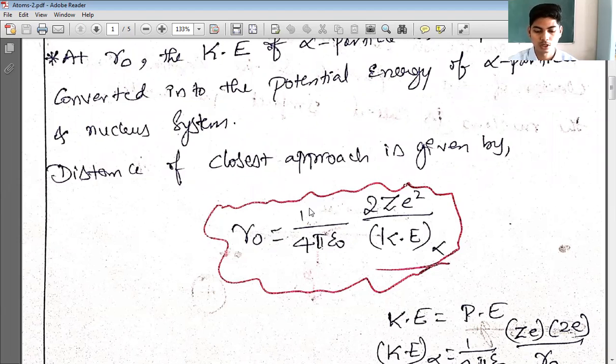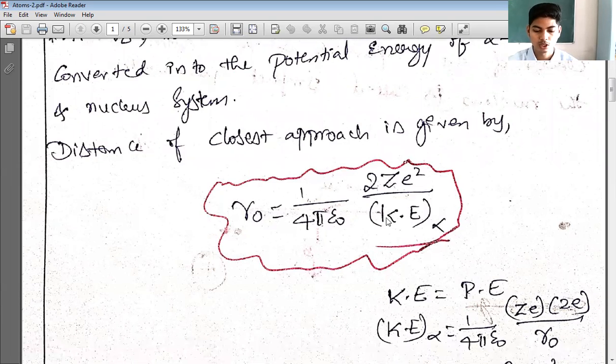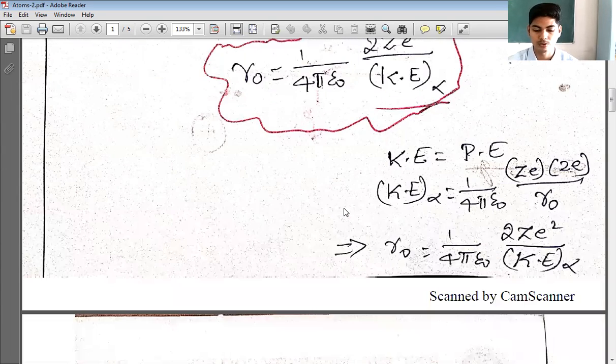So distance of closest approach is given by 1 by 4 pi epsilon naught 2 z e square divided by kinetic energy of alpha particle. If you want, you can express this kinetic energy of alpha particle as half m v alpha square, where v alpha is the velocity of the alpha particle. So using this formula, you can calculate distance of closest approach.